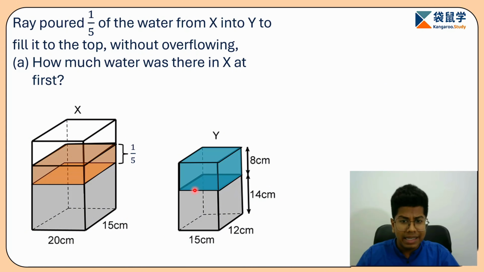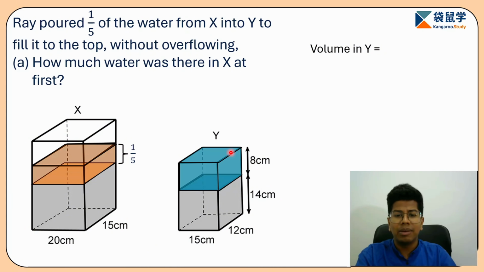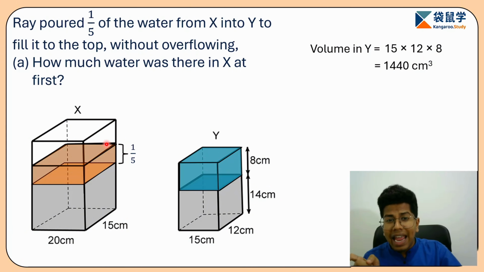We know the base area, that is 15 times 12, and we also know its height. So I can calculate volume in Y, that is nothing but 15 times 12 times 8, and if we solve it, it's simply 1440 centimeter cube. This means the volume of water here is 1440. From where did I get this volume from? Yes, this water has come from X.